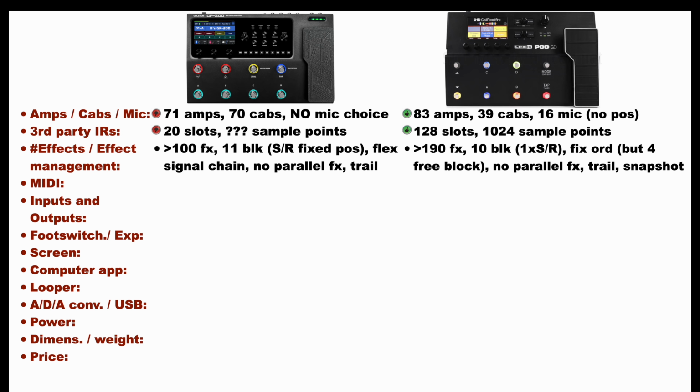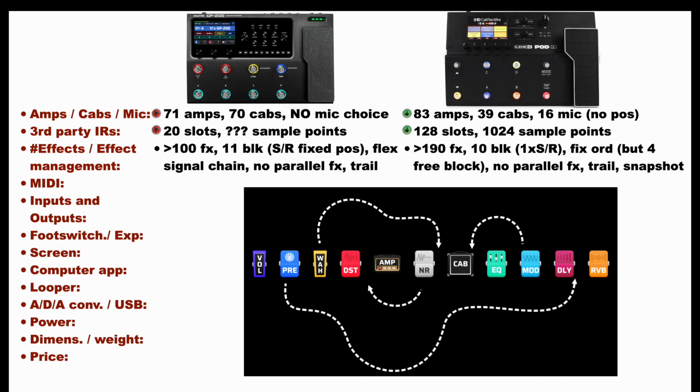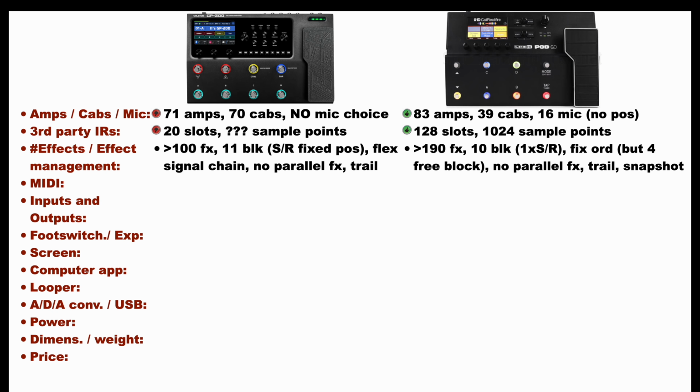Let's now talk about effects and effects chain management. The GP200 offers more than 100 effects arranged in 11 blocks, amp and cab included, that you can put in whatever order you want, with no possibility to have parallel effects. The external effect block is placed after the amp block.